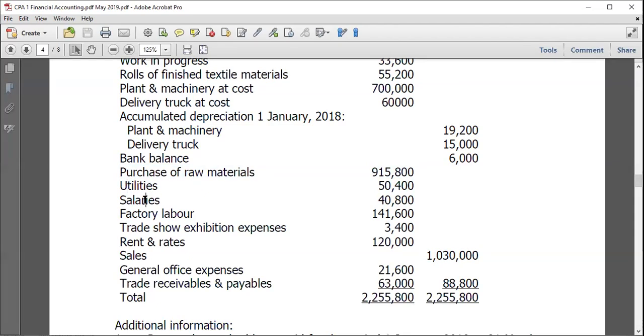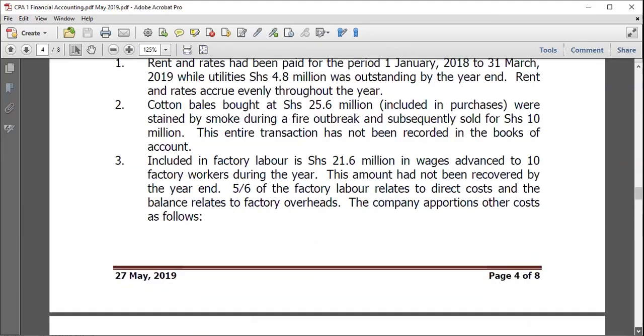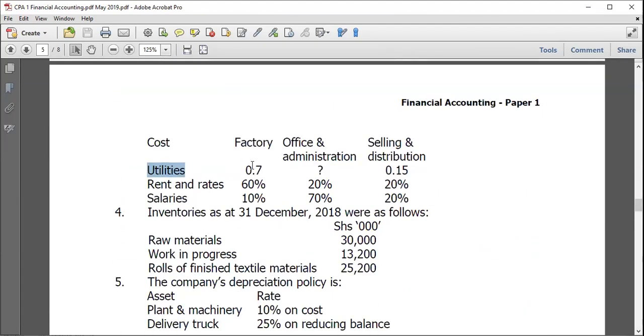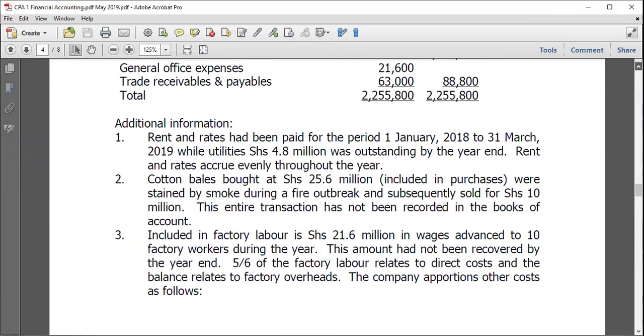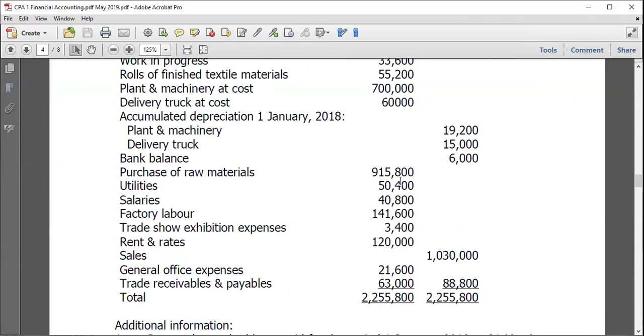So utilities and salaries, we know that these ones will go into, let's say, the general P&L. Now, sometimes the examiner will give you additional information of how to allocate each of these. As we proceed down here, you get to realize that they give you a distribution of what relates to factory, what relates to office and administration, and then what relates to selling. So with that in mind, we now proceed back to what we have here. We shall divide these according to the ratios they have given us down when it comes to that.